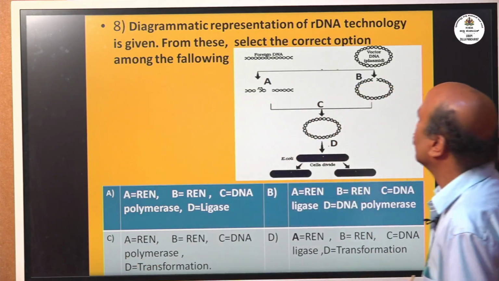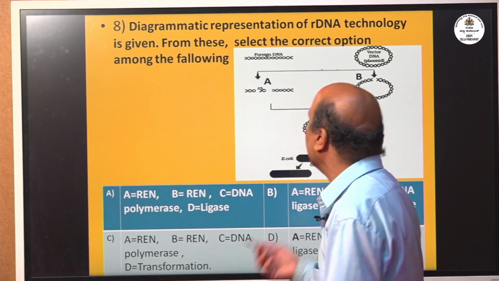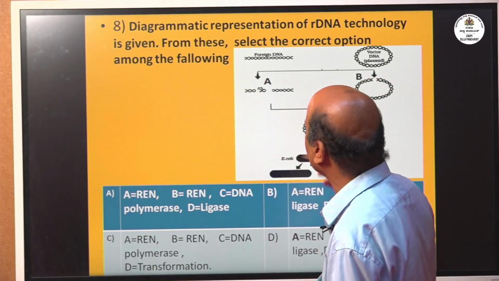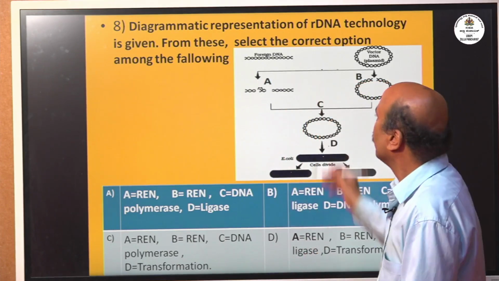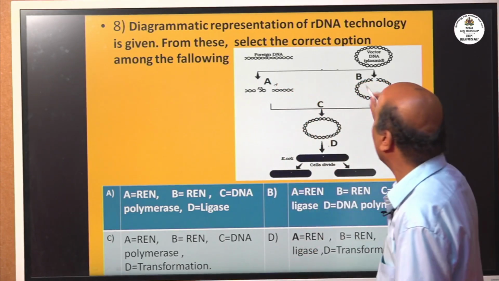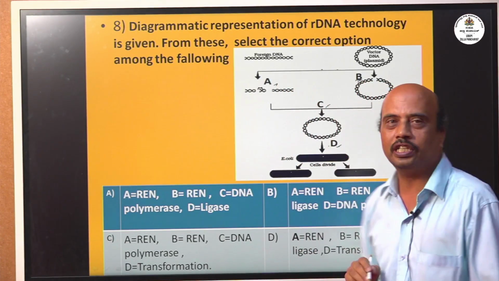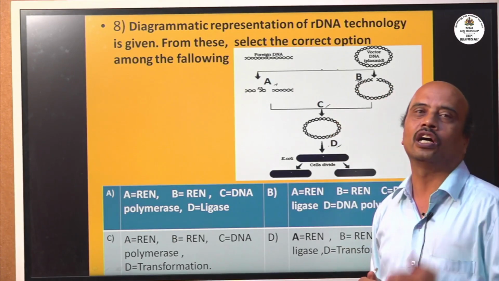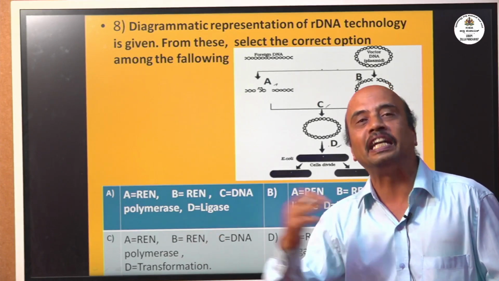See, diagrammatic representation of rDNA technology is given here. Select the correct option among the following. We have A, B, C, and D. These are the alphabetical markings on the flow chart. What do these alphabetical marks indicate?